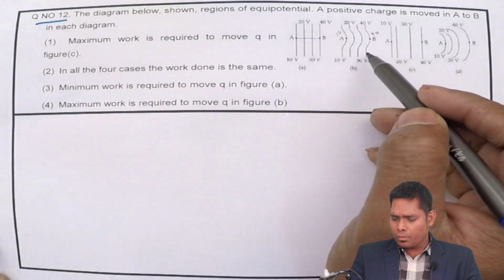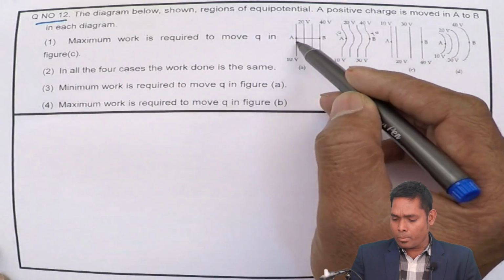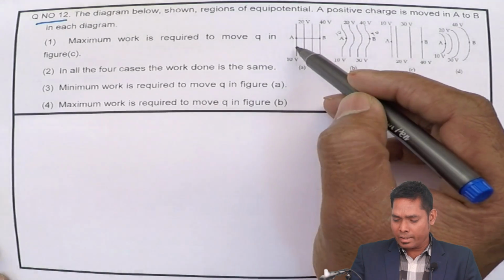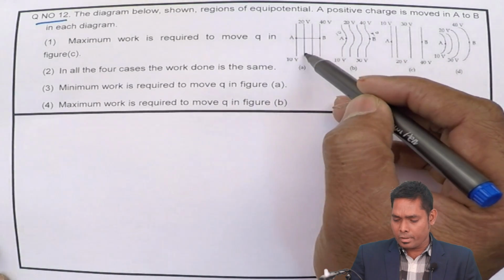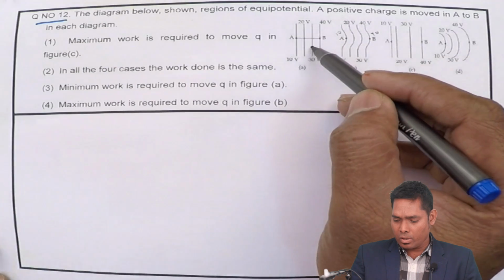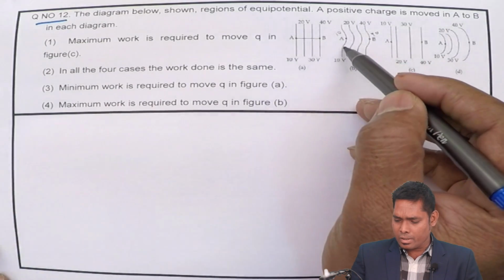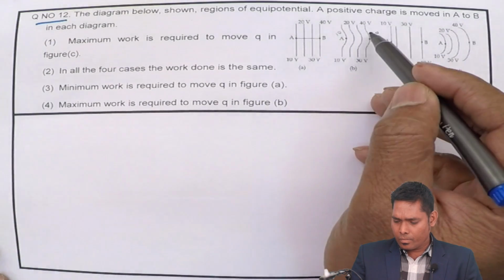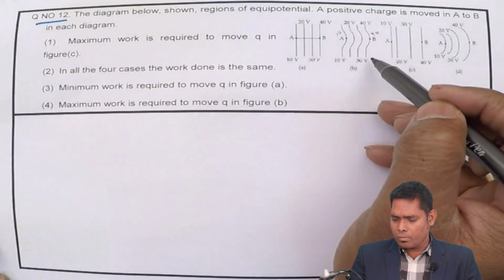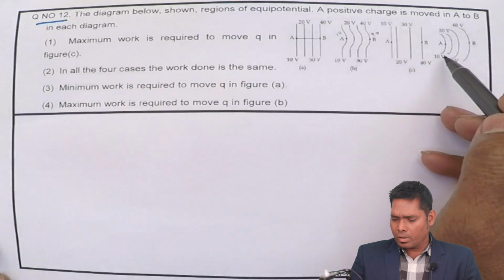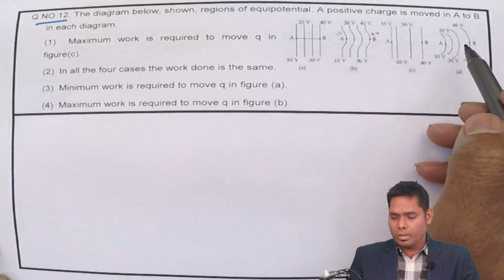So these are the four diagrams given. They are equipotentials. All points on this line are at 10 volt, on this one 20, here 30, here 40. So is the case here: 10, 20, 30, 40 volt in each of the diagrams.